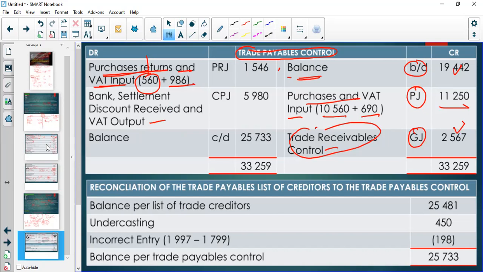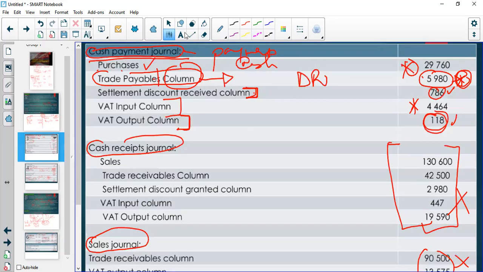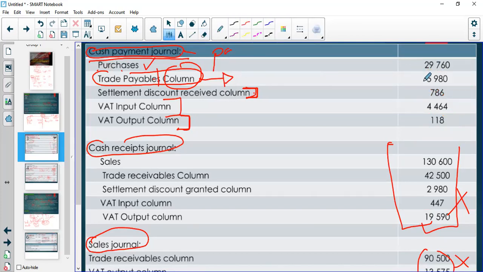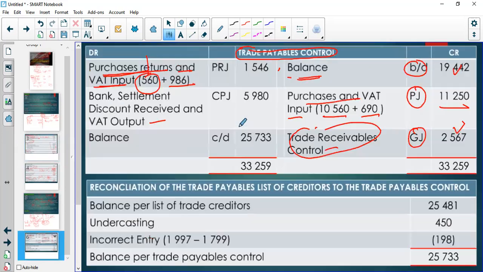And remember that we also spoke of the cash payments journal. Do you remember that? And we said this 5980 includes the actual amount paid, which is recorded under bank, the settlement discount received, as well as the VAT output, which we got from the settlement discount received. So this is a payment that we made. So it's going to reduce what we owe. So we come here, the description says bank, settlement discount received, and VAT output, and it's the cash payments journal where it was recorded, and this is the amount.